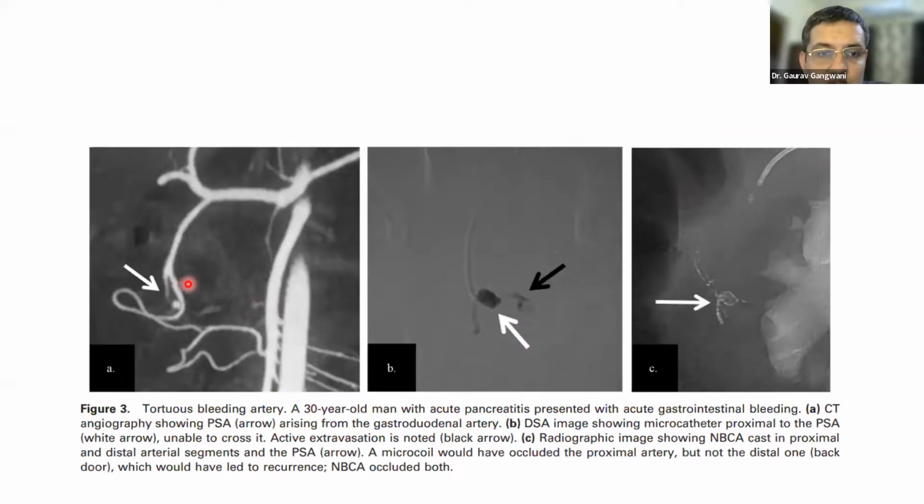In the second case which they showed, they navigated all across right up till here, but they couldn't go into the distal circulation. So from that point, they injected dense glue, which made it into the distal circulation: back door closed, aneurysm closed, front door closed, and excellent occlusion.